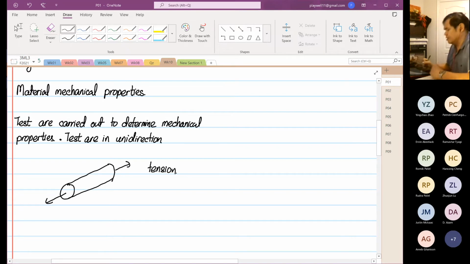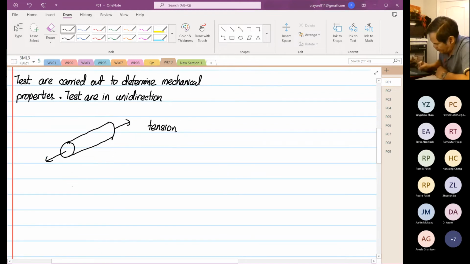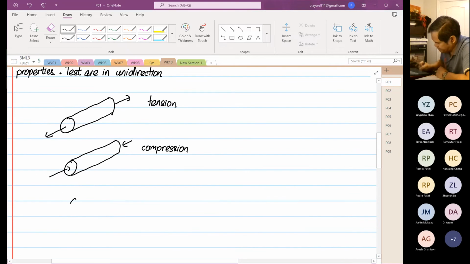Okay, so if you look at a materials handbook, you have tension, and then you can have compression. And sometimes, if we are fortunate enough, it's in shear. So for shear, you carry out torsion tests.